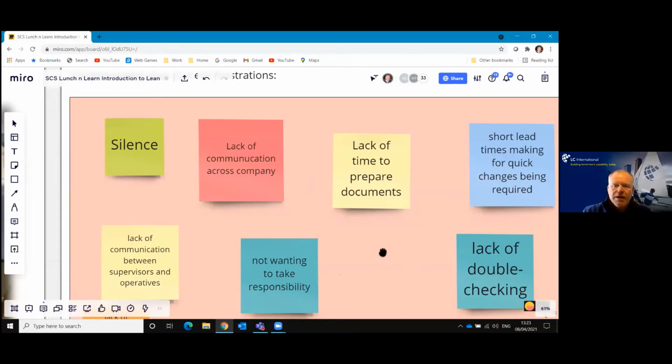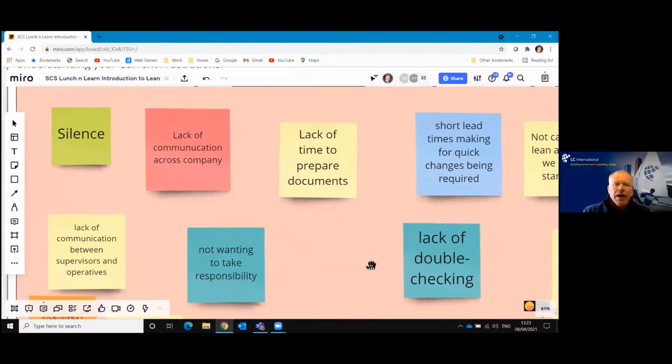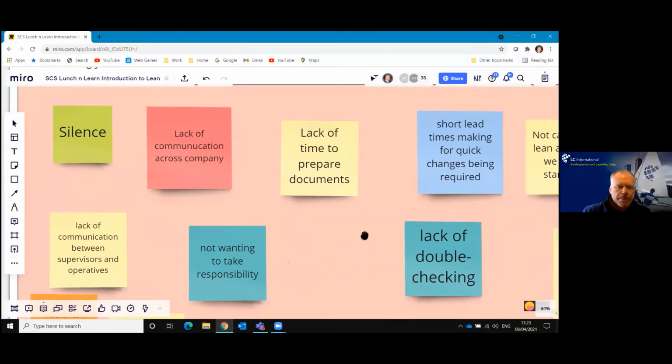Lack of time to prepare documents. Absolutely. As you start to enter into your lean way of working, ultimately you will save time and become more efficient. But there has to be an investment in how do you create that standard work so we all have one way of working, the most efficient way of working.